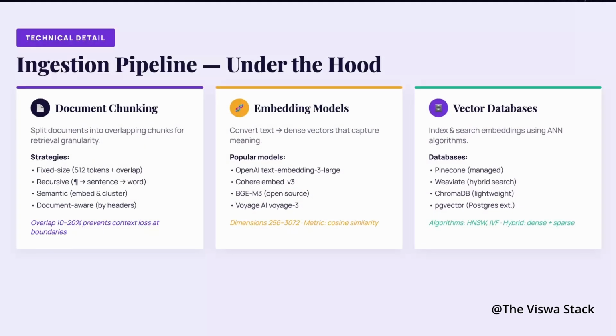Three key parts. 1. Chunking, splitting documents into small overlapping pieces. 2. Embedding models, turning text into vectors that capture meaning. 3. Vector databases, storing and searching those vectors fast. We'll go through each slowly.